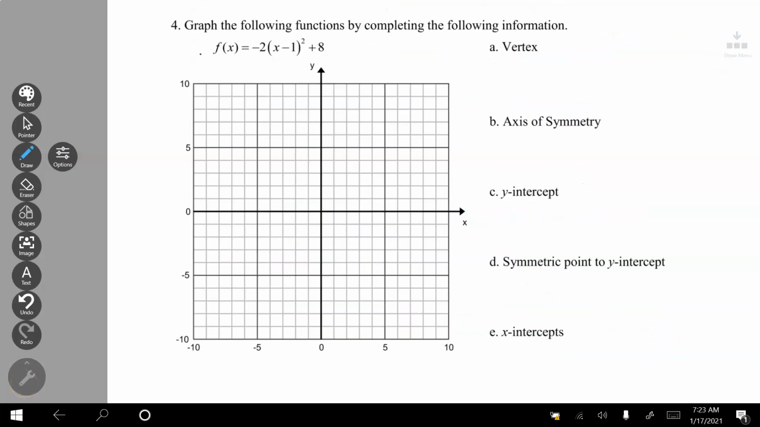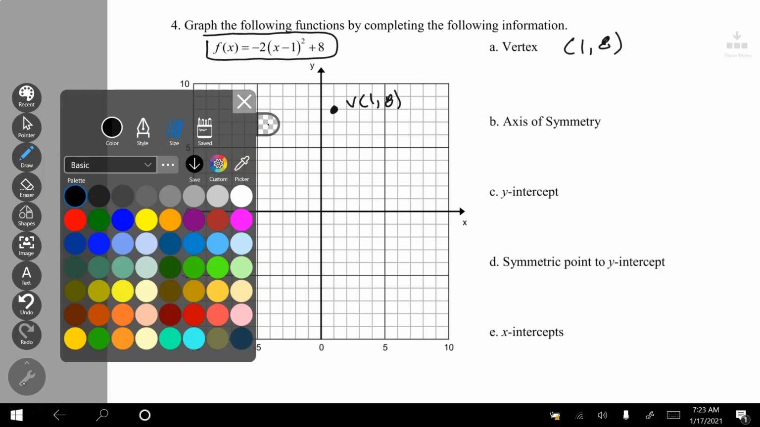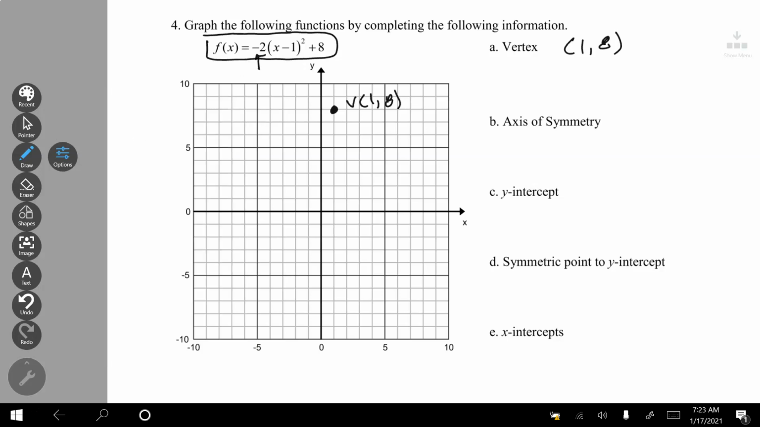Okay, now we're going to graph some functions. I see I have this form, my vertex form, and I can look at this opposite and the y value, so my vertex is (1, 8). Right here is my vertex. Now, I should also make note of the a value. Here's my a value. a equals negative 2, so I better draw a graph that is concave down.